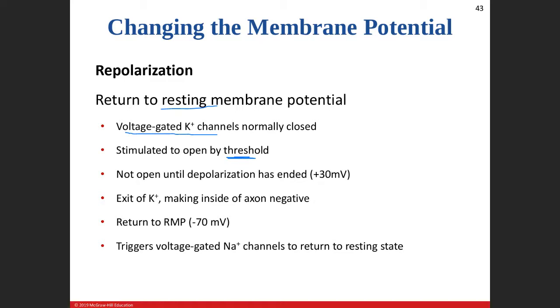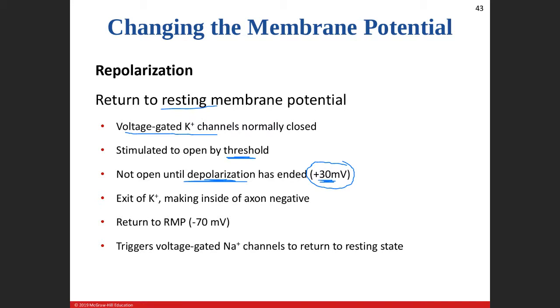In this situation, when we're going to get to repolarization, we have to wait for depolarization to end. So when we reach this value here of positive 30 millivolts, sodium will stop entering the cell. I'm going to get into this again in much more detail. When that happens, the sodium channel's closed. No more sodium's coming in, so we cannot get any more positive than this value.